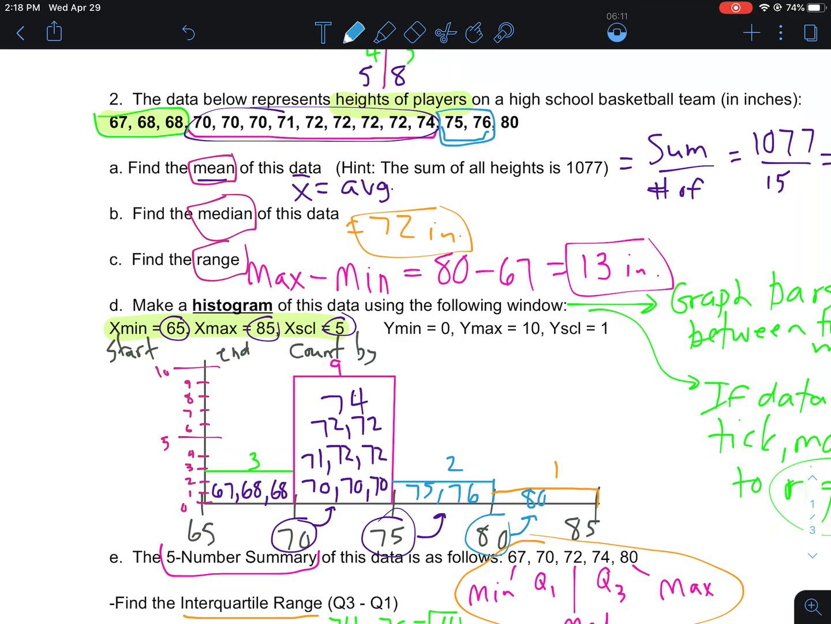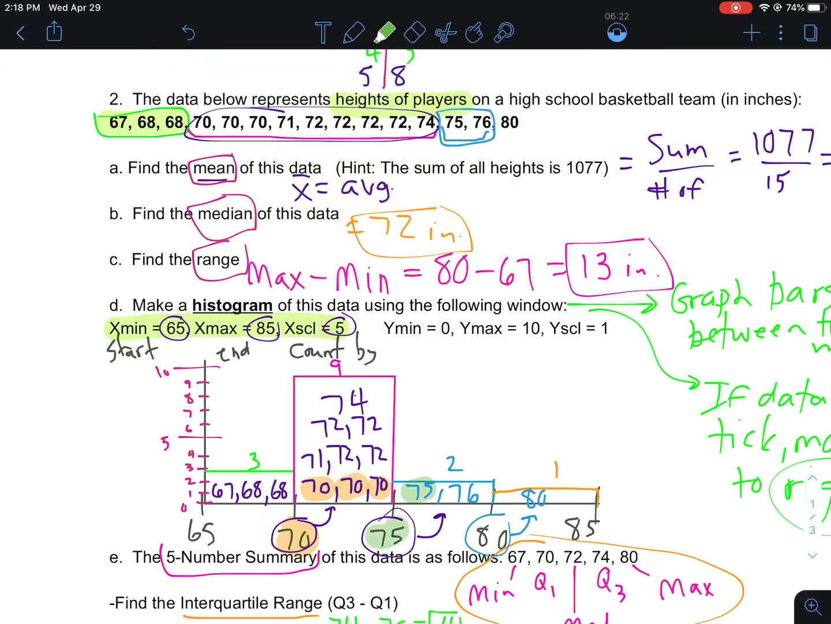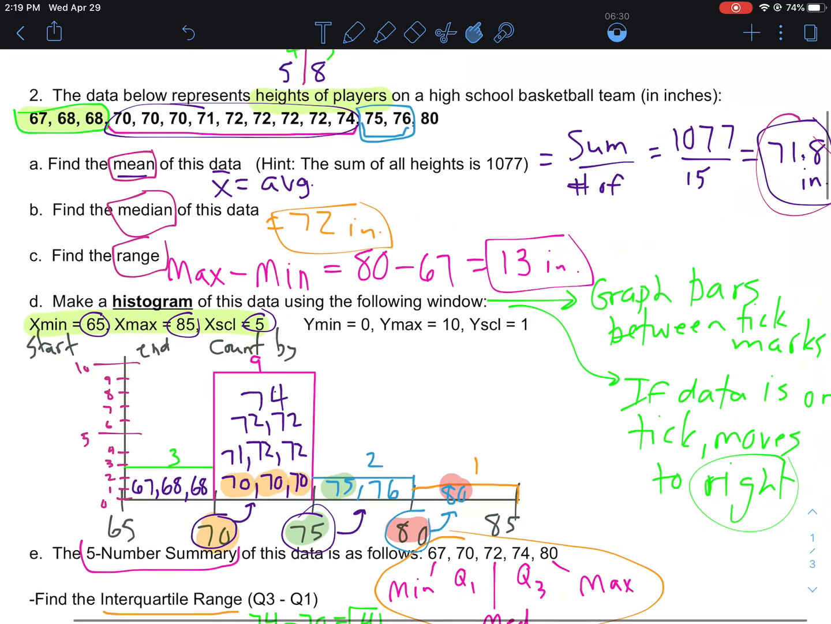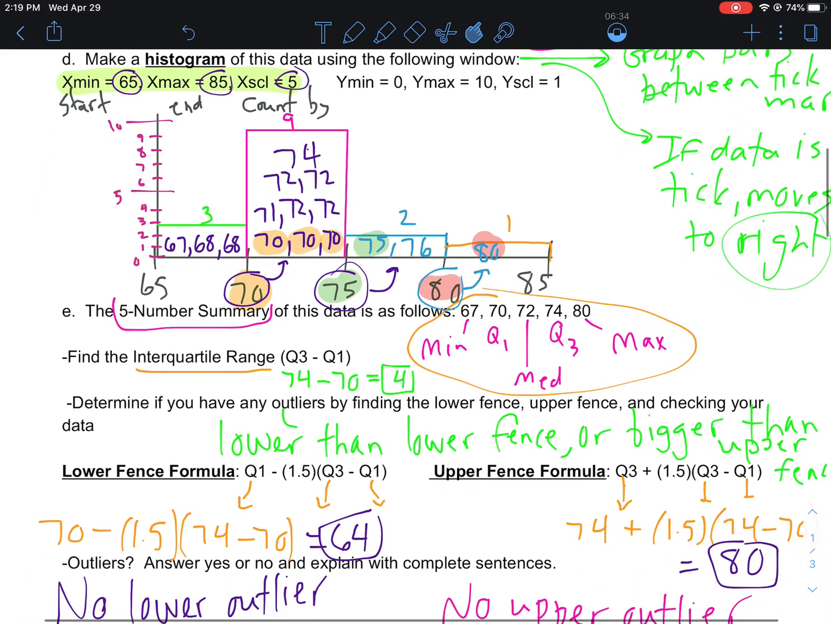So whenever you're given a set of data, if you have a particular number that lands on a tick mark, like 70, it has to be included in the group to the right. Or in this case, 75 had to be on the right, as did 80. So those are the correct heights of that histogram. All right, and over here there's a little description of what I just said in green.